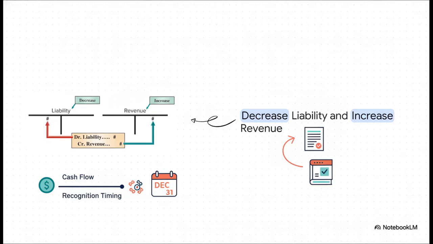So the crucial point here is that when December 31st rolls around and you've done a little bit of the work, we must decrease our liability account because, well, we owe them less, and we increase our revenue account to finally take credit for the specific amount of work we've actually completed.